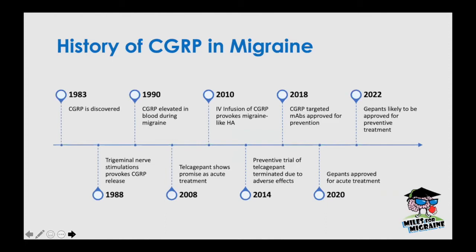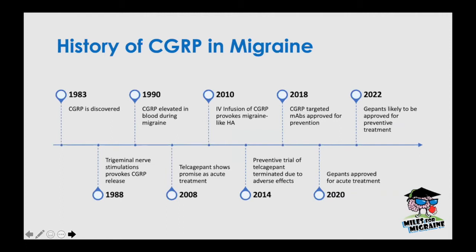So just a quick history recap of CGRP in migraine. It was actually first discovered in 1983. And then as you can see along the years, it's been a hot topic and a hot target for treatment of migraine and migraine attacks. A study in 1990 showed that CGRP was elevated in blood during a migraine attack. So that became a pretty important study where it shifted our paradigm on how to go about treating migraine.